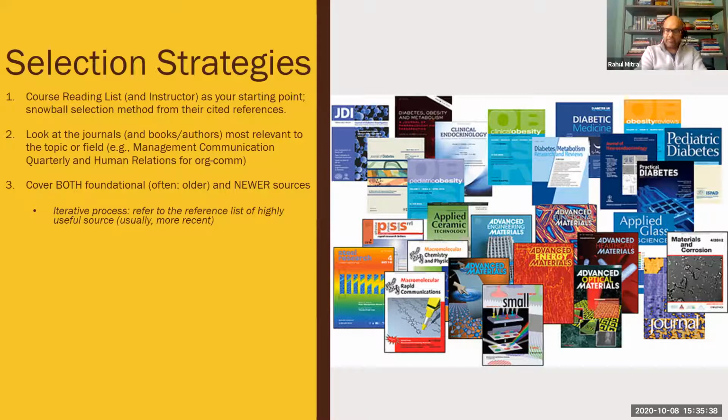You want to be a little careful that you cover both foundational sources, and these are generally older sources that have really set the ball rolling on the literature in a particular field, as well as newer sources. You want to get a good balance of both old and new sources. If you only cover the newer sources, for instance, arguably you're missing a lot of the important theoretical grounding, a lot of the discussions that really framed the topic when the literature first emerged.